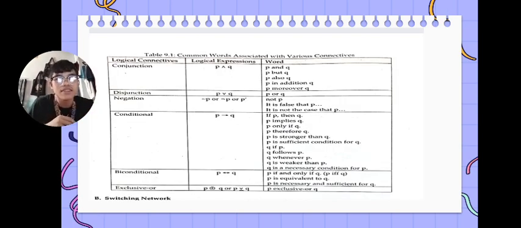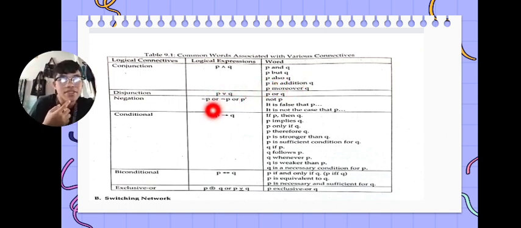Next, these are the compound words associated with the various connectives. For the conjunction, the symbol we used earlier means P and Q, and we can also use "but," "also," "in addition," or "moreover." And next is the disjunction. The symbol for the disjunction means "or."